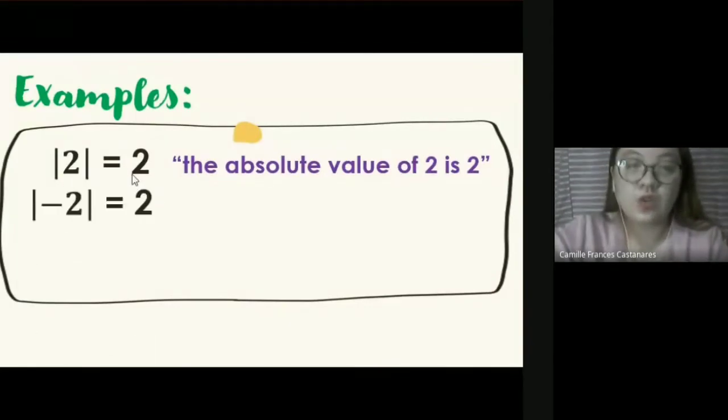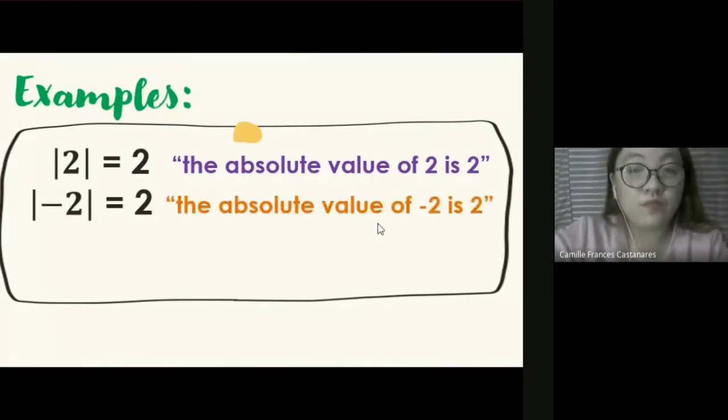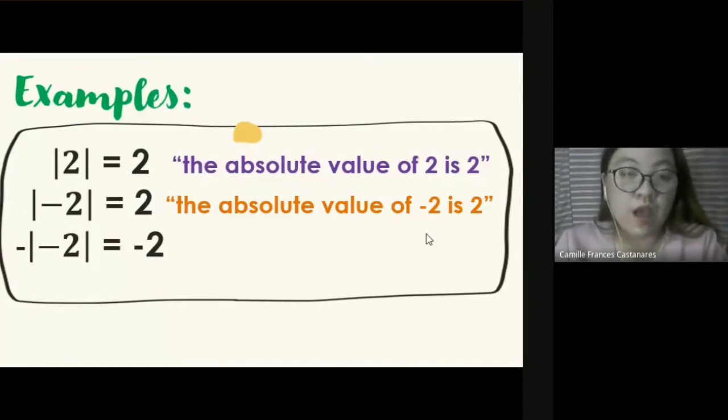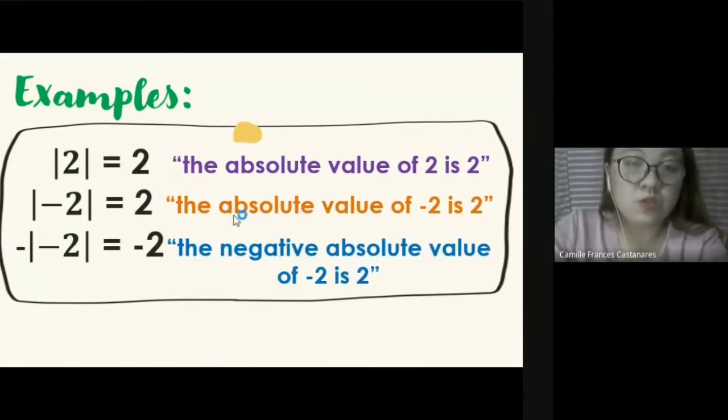Next. So, paano natin babasahin to? May negative 2 sa loob. So, this is the absolute value of negative 2 is 2. Next. How about this one? Meron siyang negative sign bago yung absolute value natin. So, this is the negative absolute value of negative 2, which is negative 2.